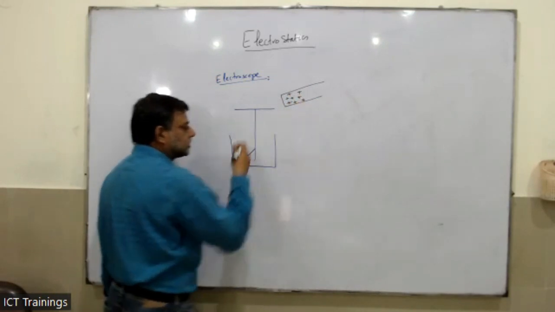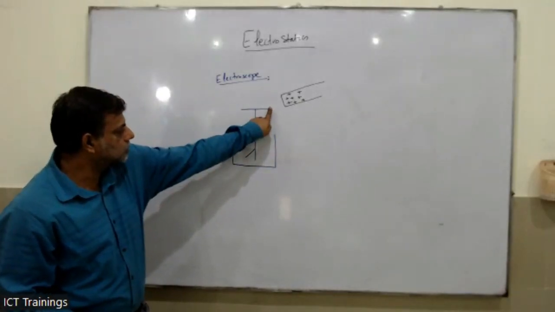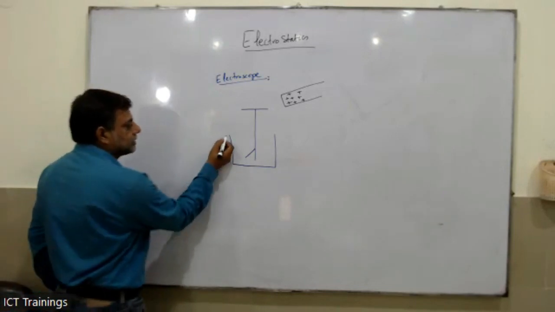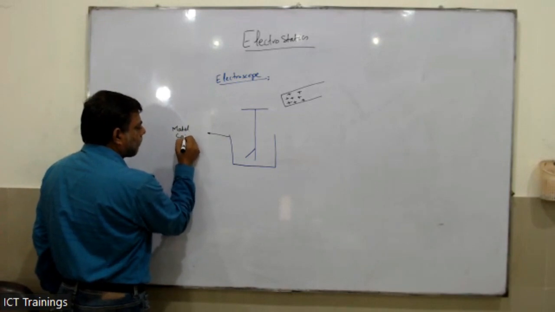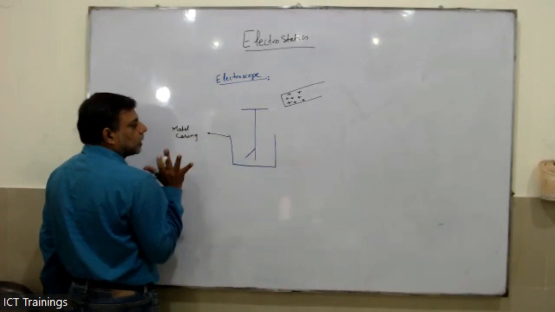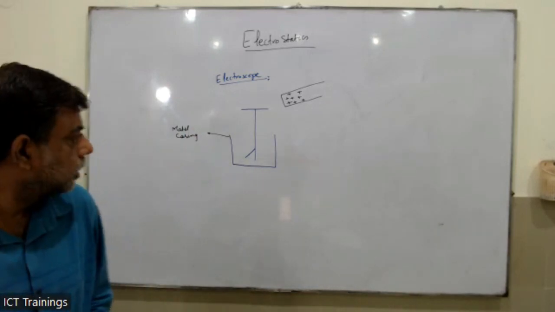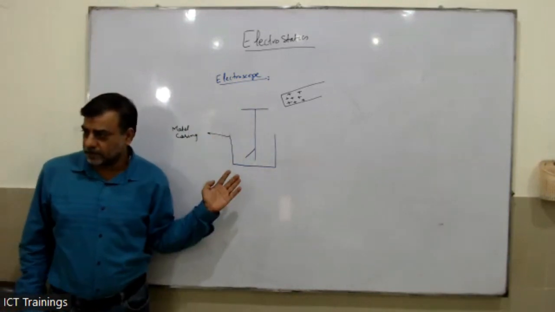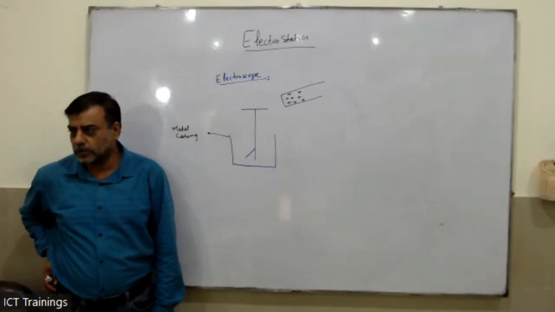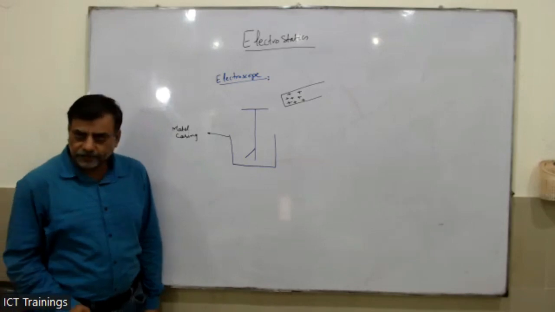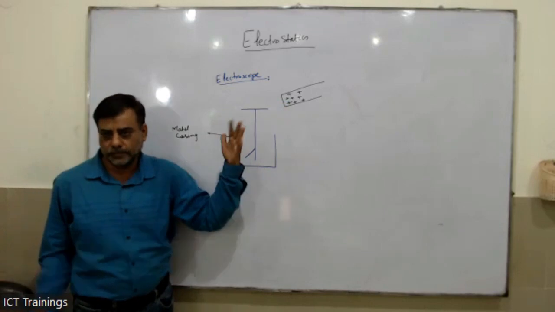What is going to happen on this electroscope? This is the disc, and this is the casing. Metal casing. Give me neutral. Sara neutral. Okay. So, due to this positive charge, what do you expect? What charge concentration will be there on the disc of the electroscope? Negative. Why negative? Opposite they are, they got attraction.